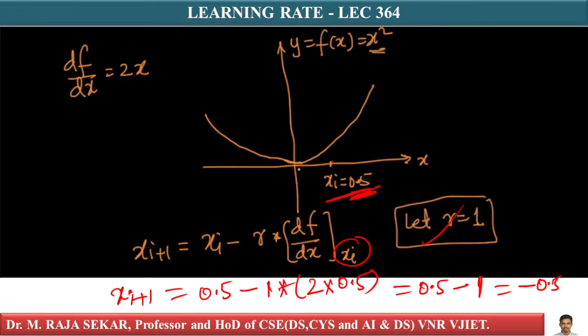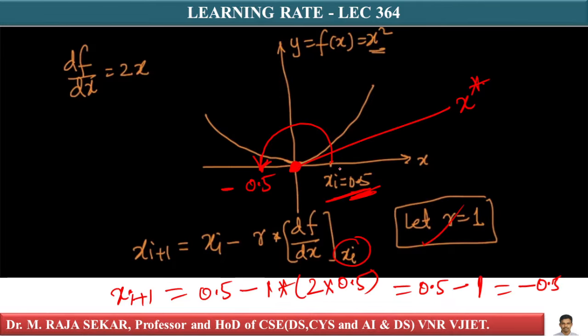From here, let me say somewhere here you have minus 0.5. What's happening here? You are jumping, isn't it? What is my x star? This is my x star, the optimum value of x, the minimum value of y equals f(x) equals x squared. This point, the origin, is my x star.